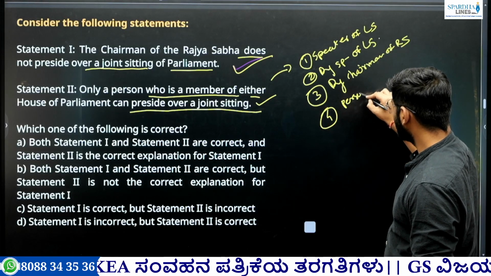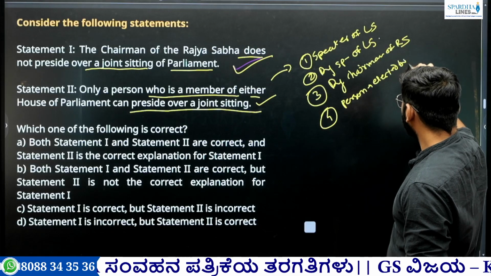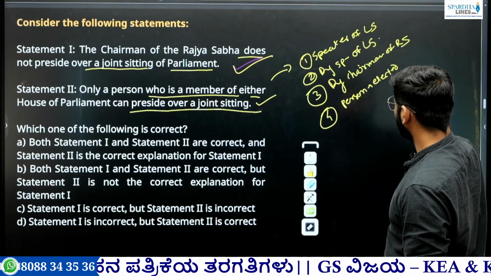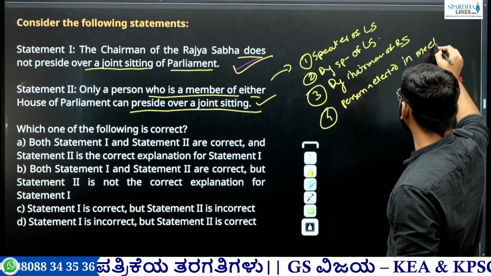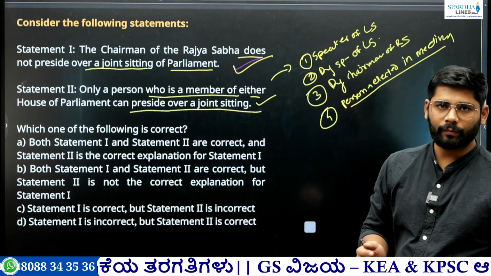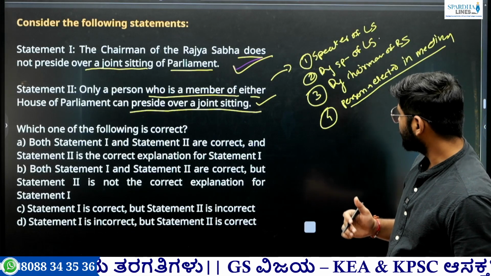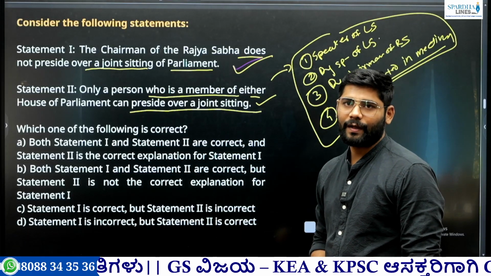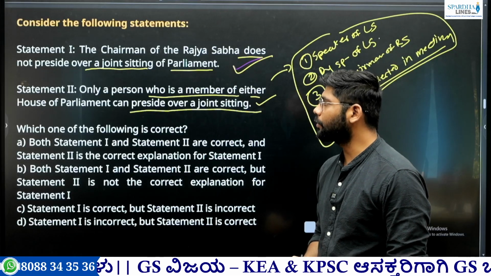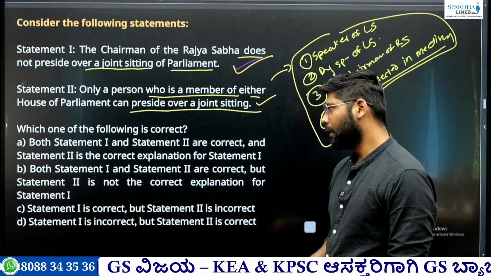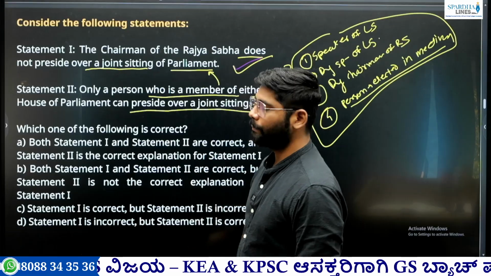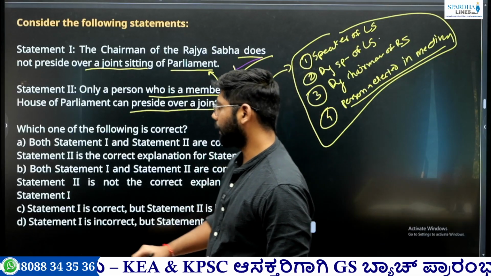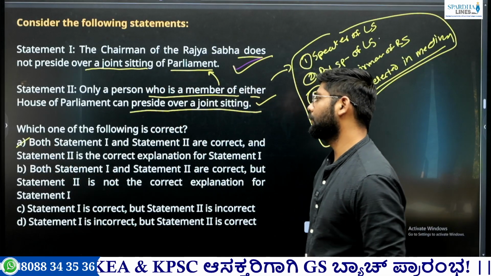If all these three persons are not present, then the person elected in the meeting or sitting will preside. The members from both houses will elect one person to preside over this joint sitting. But in any case, the chairman of the Rajya Sabha will not get a chance to preside. So only a person who is a member of either house of Parliament can preside over the joint sitting. Both statements are correct, and the second statement explains the first one, because only a member of either house can preside. So the correct answer is A: 1 and 2 are correct, and 2 is the correct explanation.